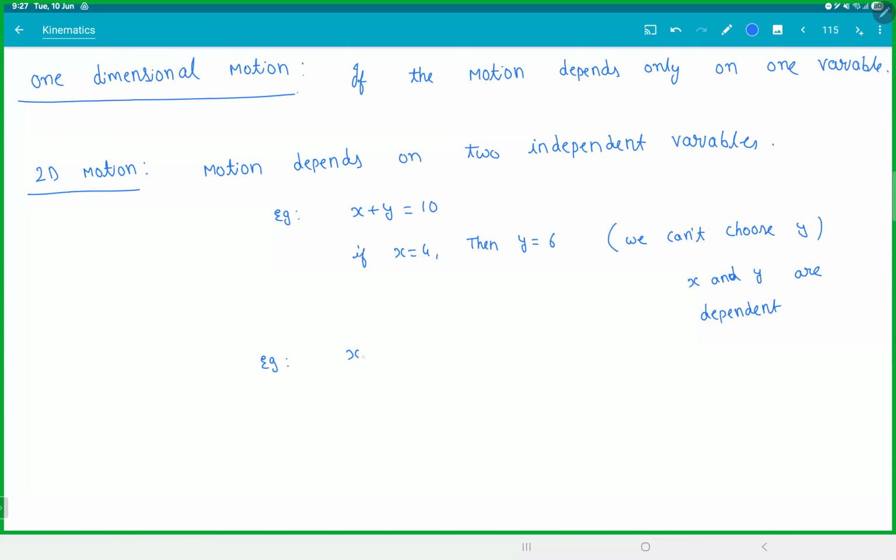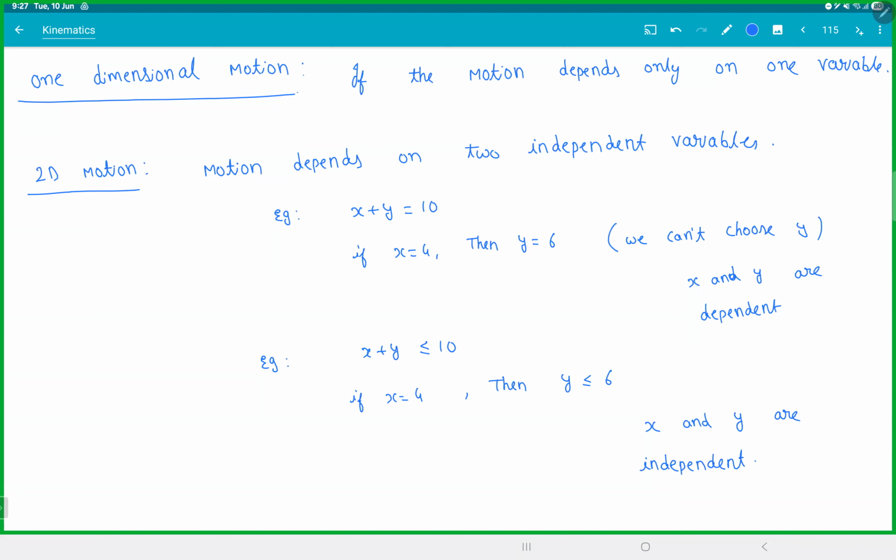Suppose you say x plus y is less than or equal to 10, and now if you say x is equal to 4, then the value of y can be anything less than or equal to 6. So now x and y are independent. Now you have choices. Not too many choices, but still you have some choices.